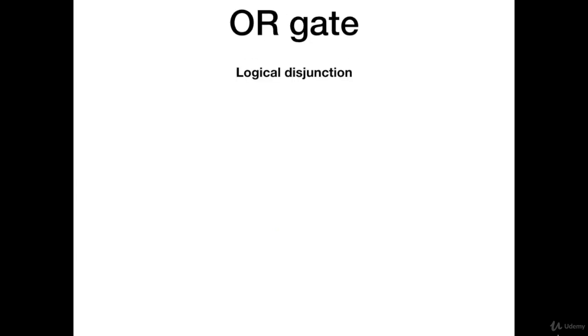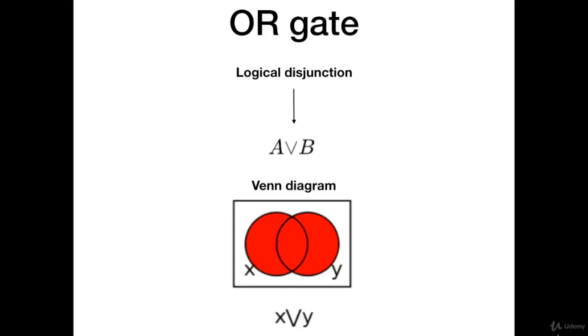The OR gate is a logical disjunction, meaning that the mathematical expression A or B is true when A is true, or if B is true, or if both A and B are true. The V is the so-called truth functional operator. Once again, the Venn diagram helps us visualize this mathematical relationship. It shows that neither the X or Y circle depend on each other.